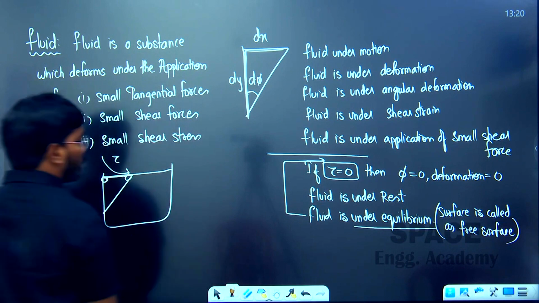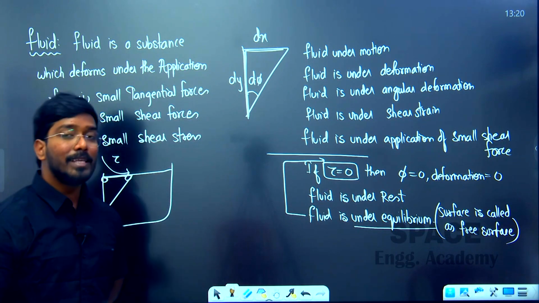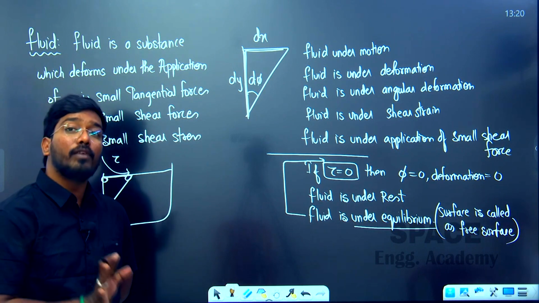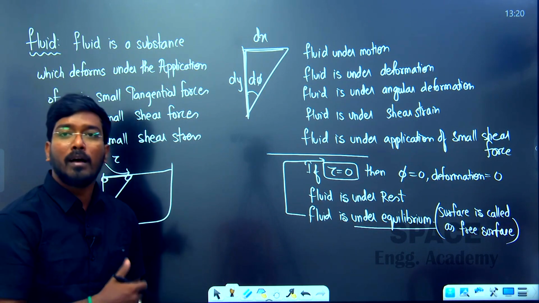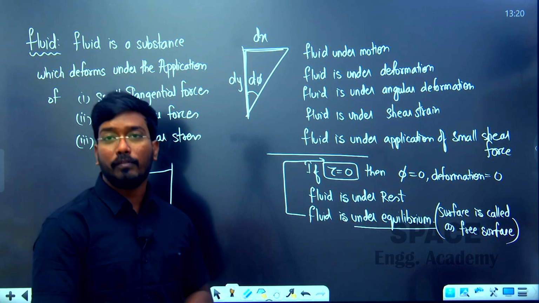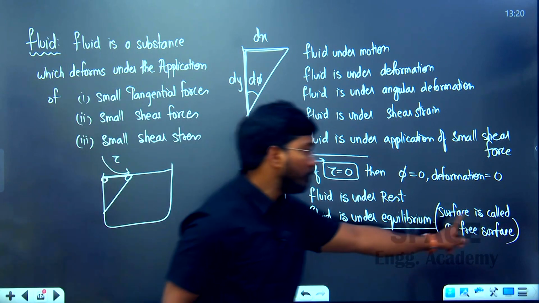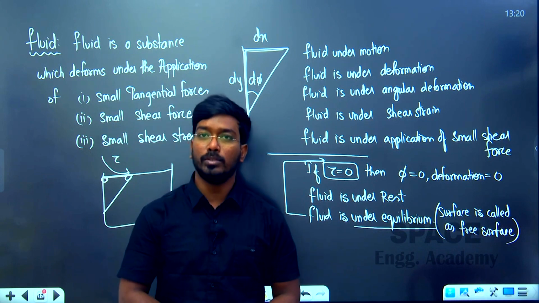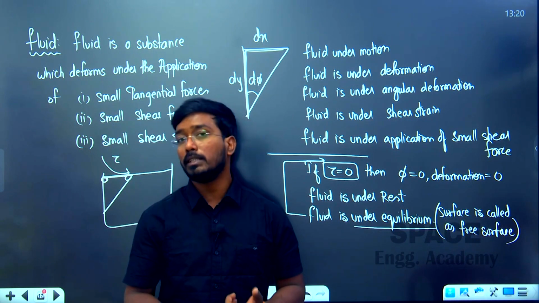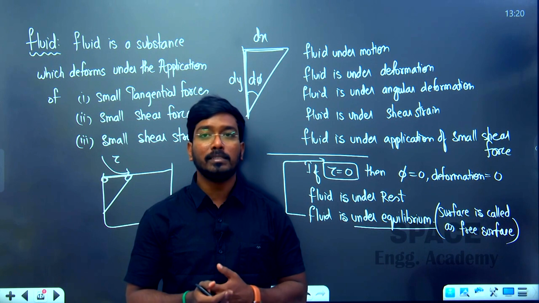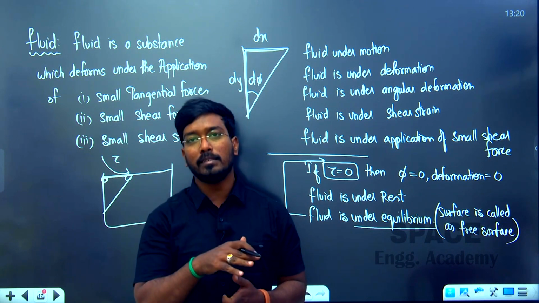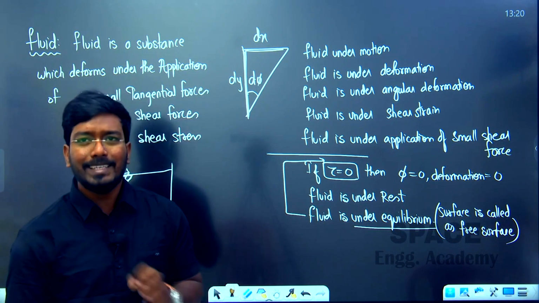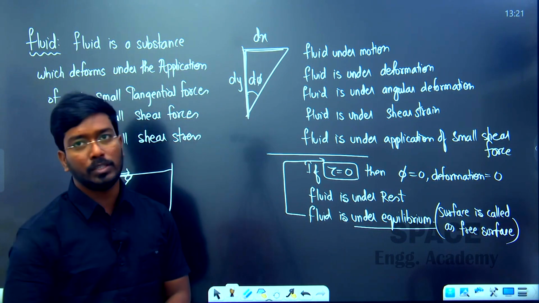So now the question appears: a surface will be called a free surface under what condition? Shear stress must be equal to 0, because a free surface indicates it is in equilibrium. Equilibrium means rest. Motion means shear stress exists, rest means shear stress is equal to 0. So that's how easily we can identify the definition of the fluid.